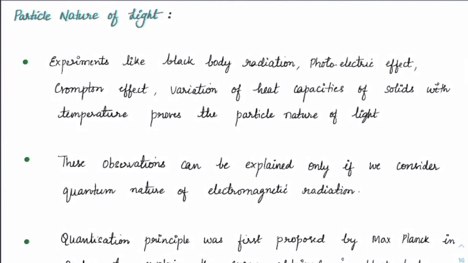Now, most of the time we'll spend in particle behavior. So, when it comes to the particle nature of light, phenomena like photoelectric effect, PEE, black body radiation, BBR, correct? Compton effect, which is same as photoelectric effect, and variation of heat capacities of solids, which means changes in the color of metals when you heat them. All of these phenomena can be explained only by particle behavior, not by wave behavior of light. Okay.